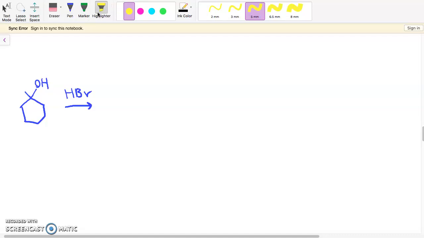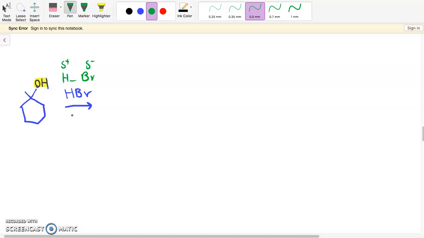Okay, so again, start off with identifying the functional groups. I can see that there's an alcohol here. I have HBr. So what do I know about HBr? Well, I can think of it like this. H has a partial positive charge, Br has a partial negative charge, so this could act as an electrophile.